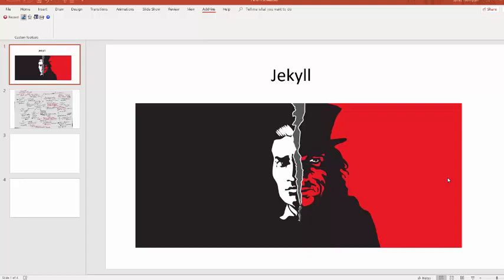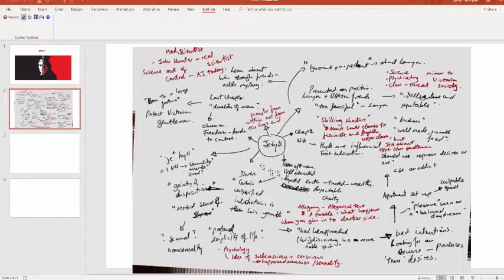I also looked at the Mr. Bruff ones on Jekyll. There was also a website to look at, so I read that and I made some notes on all of that. And here they are. So let's have a look. These are the notes that I made.